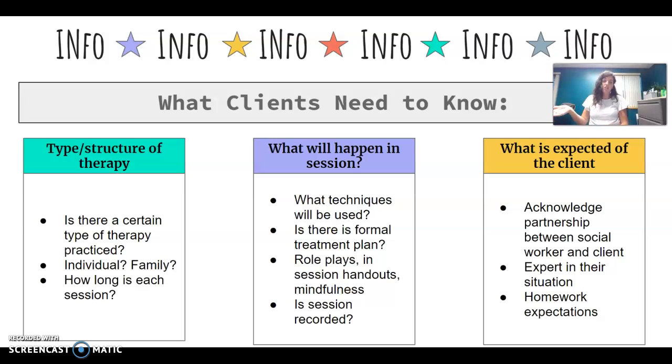What will happen in session is the next one. So talking about techniques. You can explain, we'll talk about things. I'll give you some coping skills.